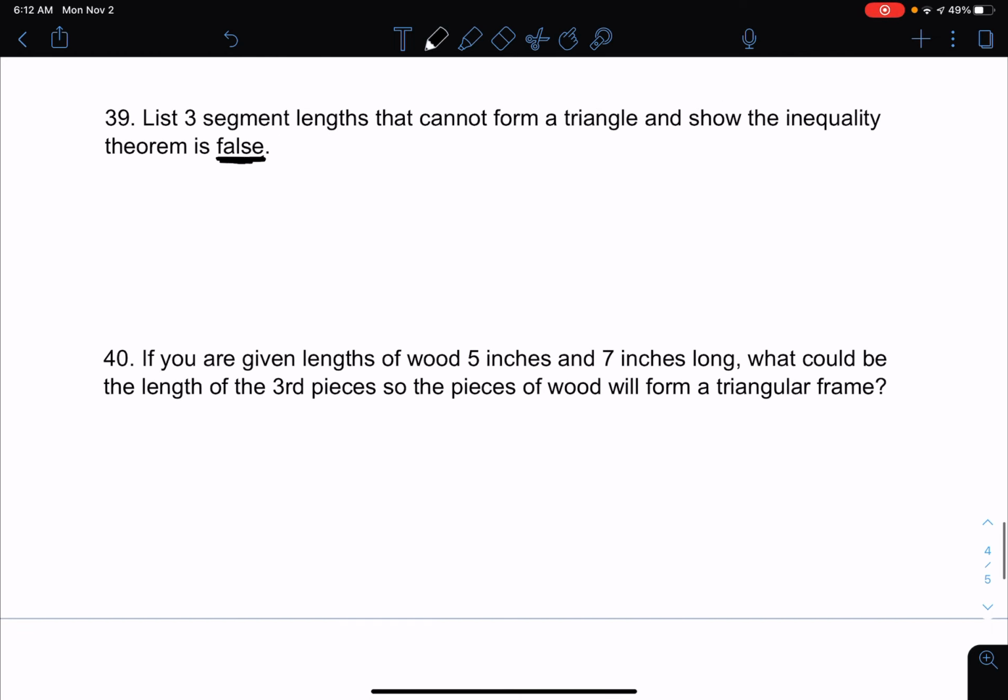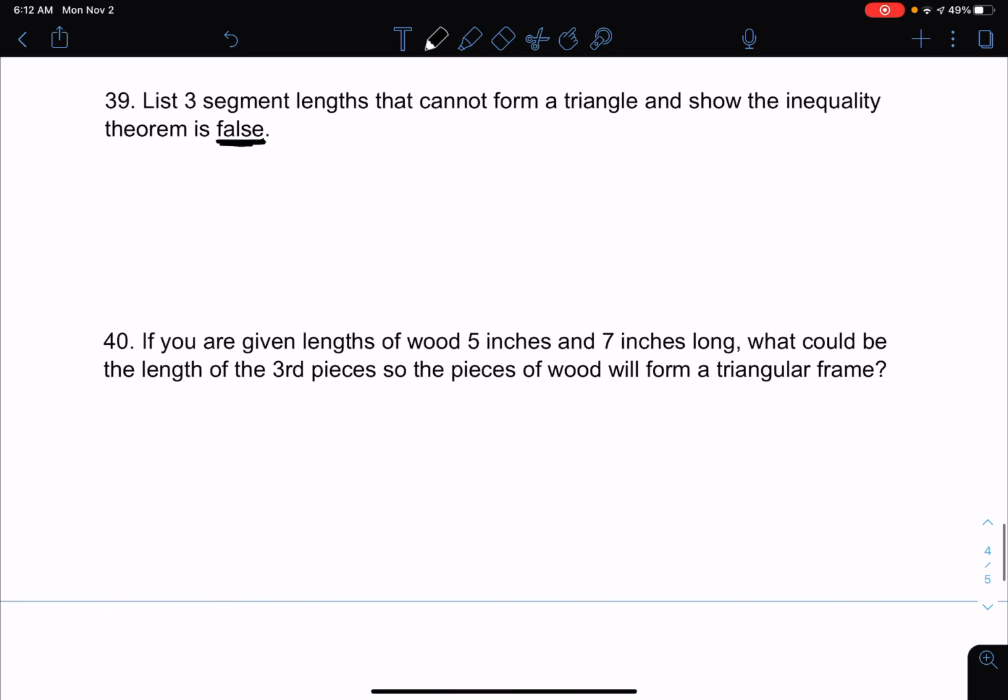Number 40, if you are given lengths of wood 5 and 7, what would be the length of the third piece so the pieces of wood would form a triangular frame? So this one is just doing, tell me the possible lengths. So I'll kind of put you in the right direction. You've got x is greater than, you're going to do subtraction over here, and you're going to do addition over here of those side lengths. And then I'll let you finish that up.